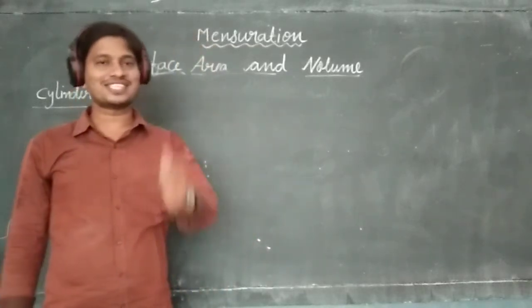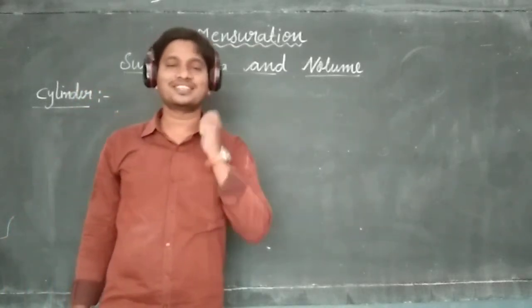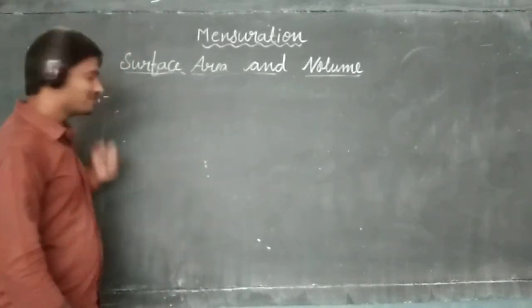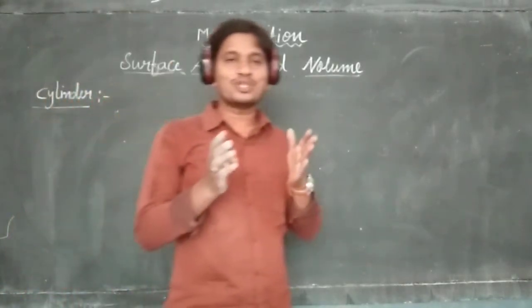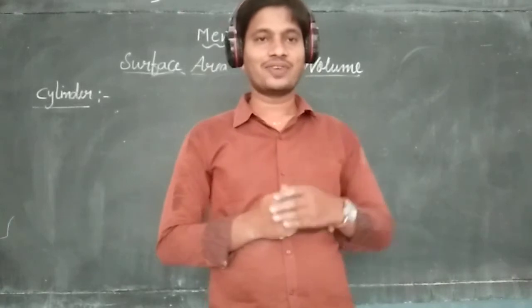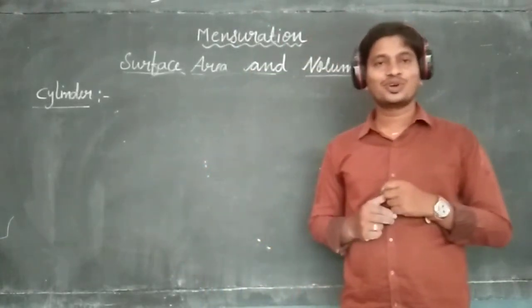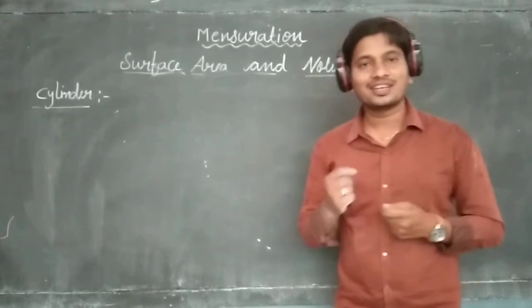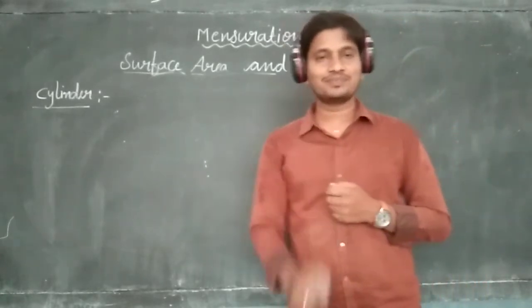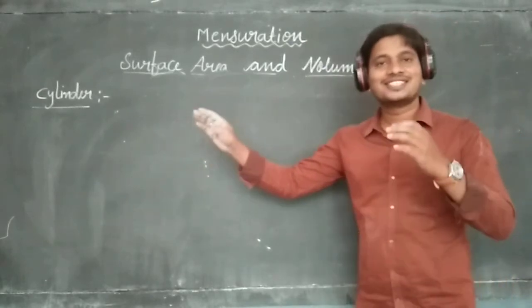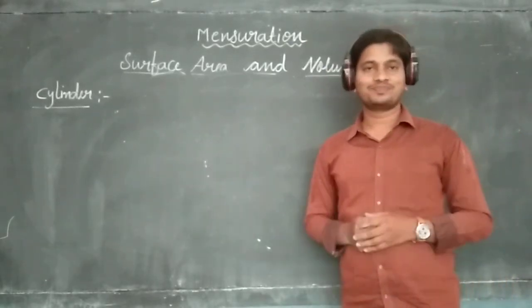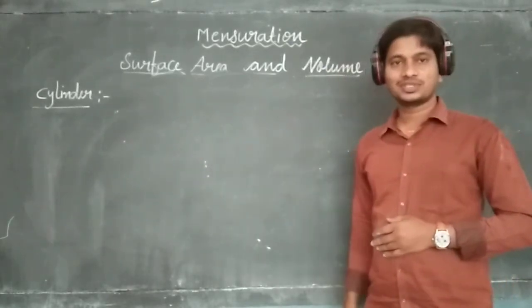Today our session is about cylinder. What are the examples of cylinder? For example, log, LPG cylinder, coke tin. They are the examples of cylinder. As we know, cylinder is a three-dimensional figure, which is a solid figure, right?